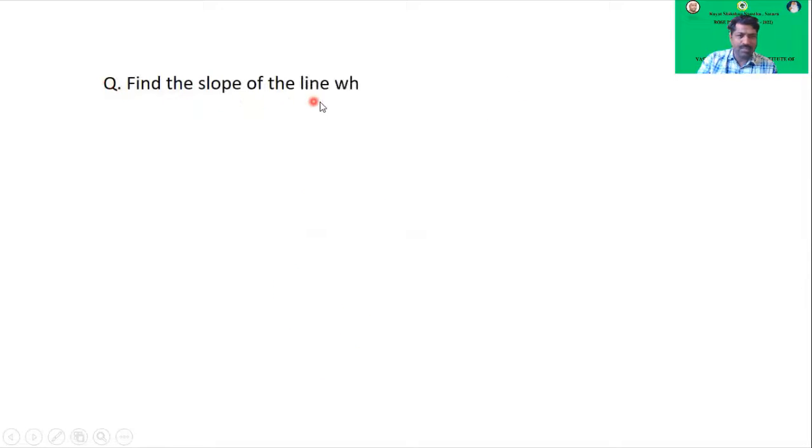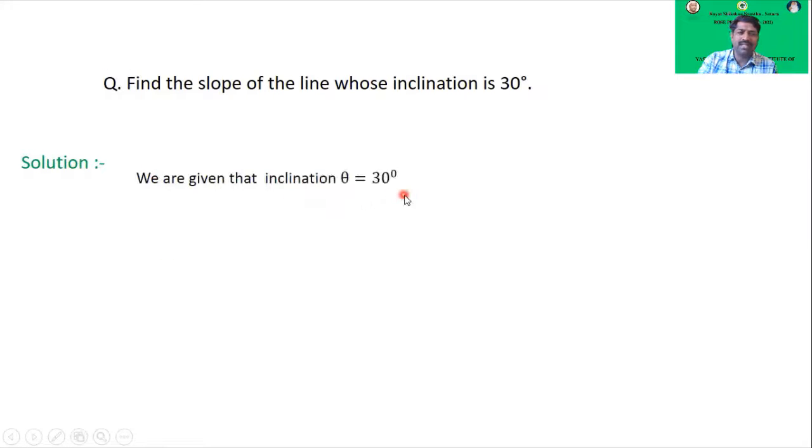Question, find the slope of the line whose inclination is 30 degrees. So we are given the inclination. When inclination is given, slope is nothing but tangent of inclination, tan theta. So solution, we are given that inclination, that is theta, is equal to 30 degrees. So slope of the line m is equal to tan theta. Tan 30 is 1 by root 3. So slope of the line is 1 upon root 3.